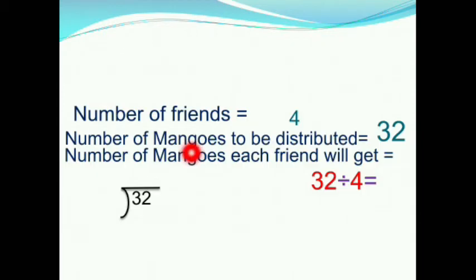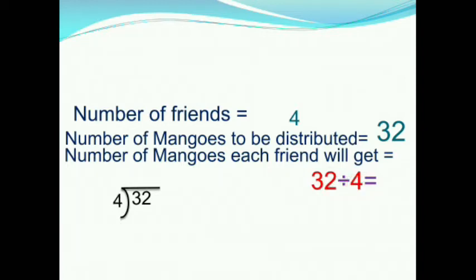How many friends are there? Number of friends is 4. How many mangoes are to be distributed? Number of mangoes to be distributed is 32. Now we should find out the number of mangoes each friend will get. We write this in division form as 32 divided by 4. Here 32 is the dividend, 4 is the divisor.